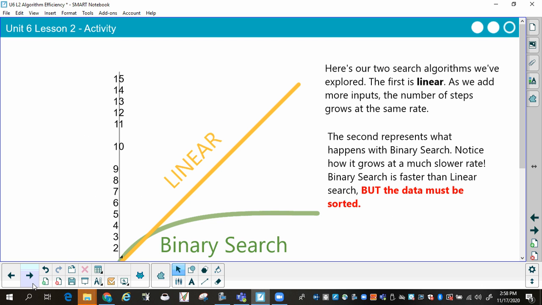So here's our 2 search algorithms. The first is linear. As we added more inputs, the number of steps grows at the same rate. I add one, I add a step. I add another step. The second represents what happens with binary search. Notice how it grows at a much slower rate. It still grows, but not as fast.